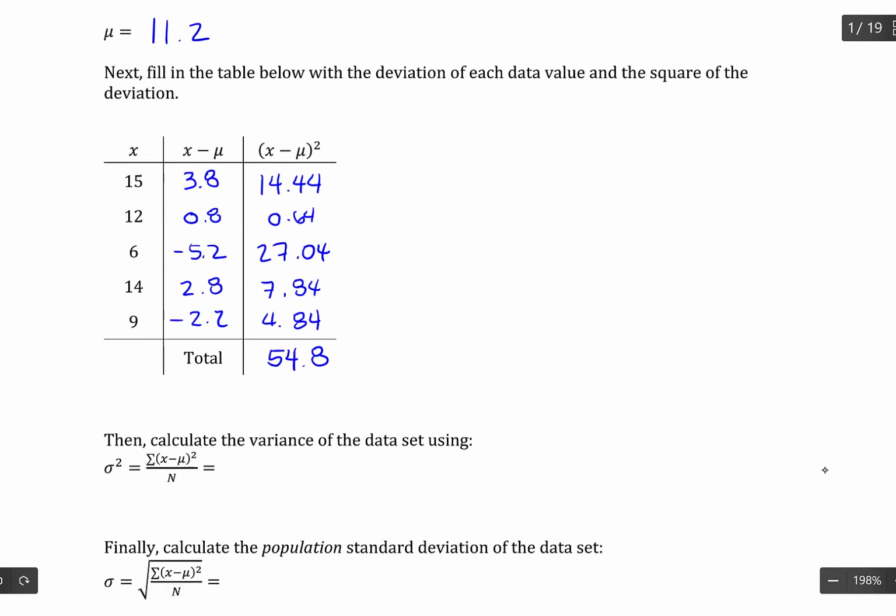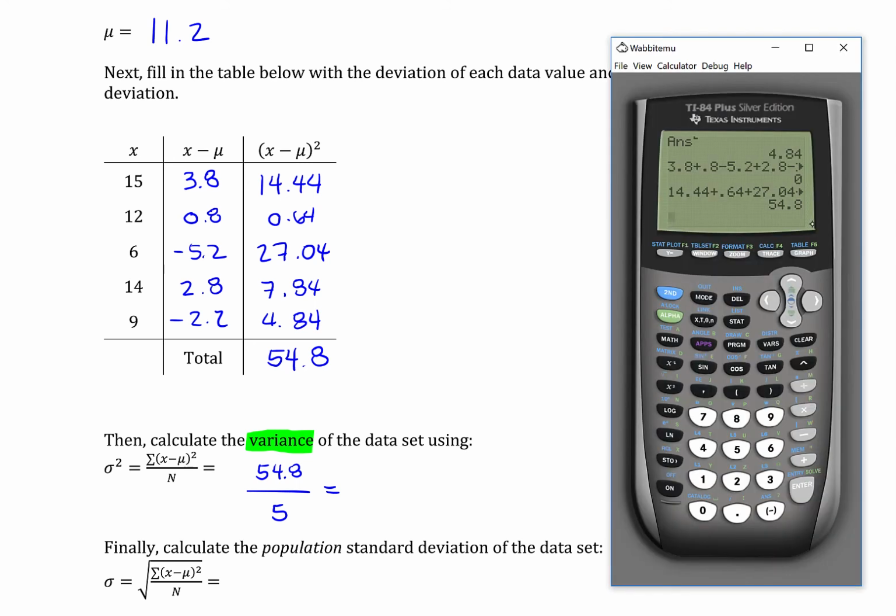Now, to calculate what's known as the variance of the data set, I take the sum of all the squares of my deviations, so that's what is meant by the numerator here. So that's my 54.8. And I divide by the number of values that are in the data set. And there's 5 data items in the data set. So I just take this 54.8, and divide by 5. And that's 10.96.